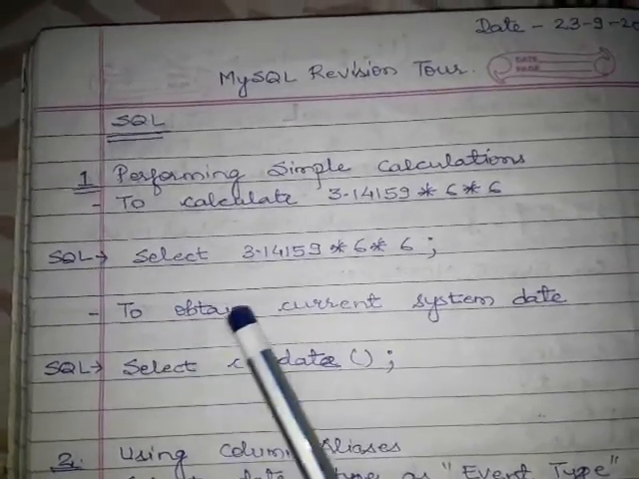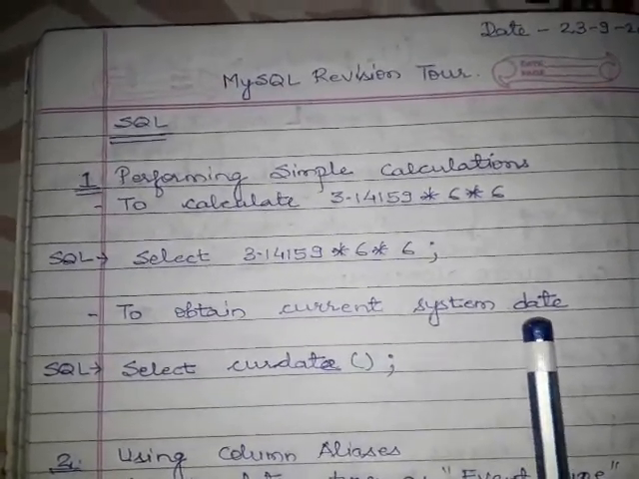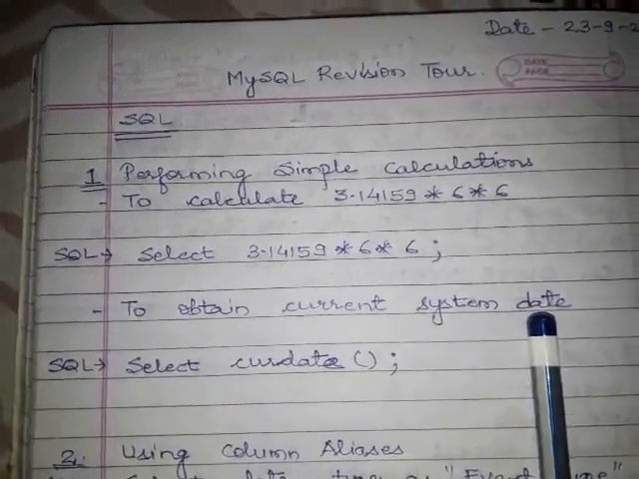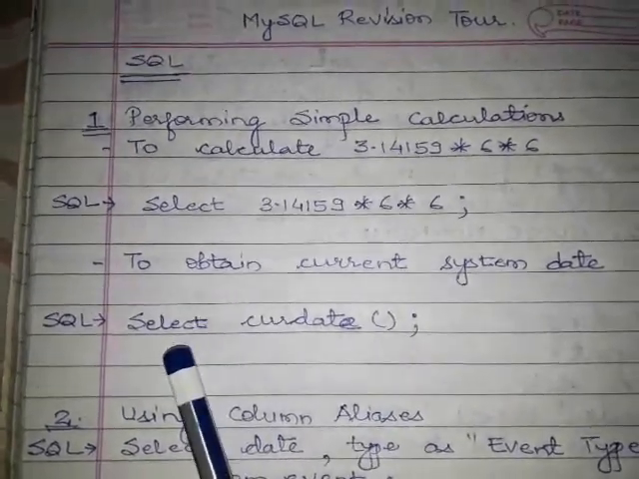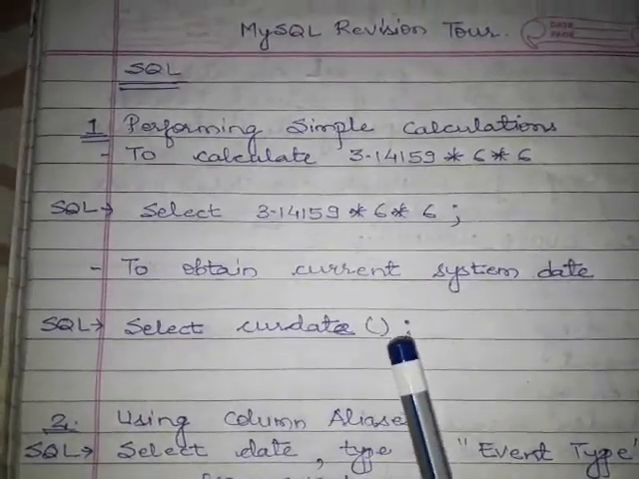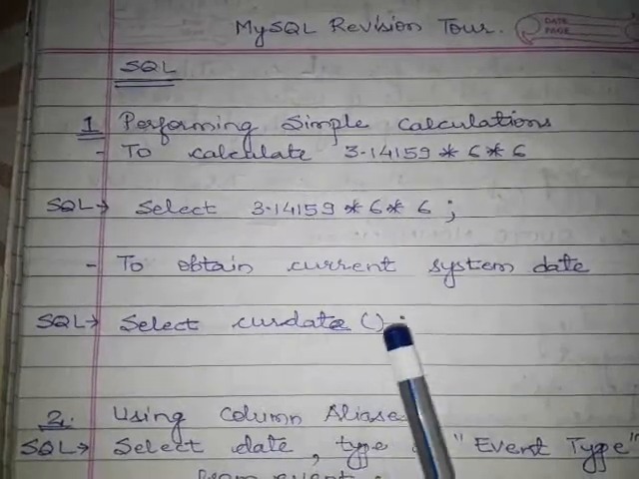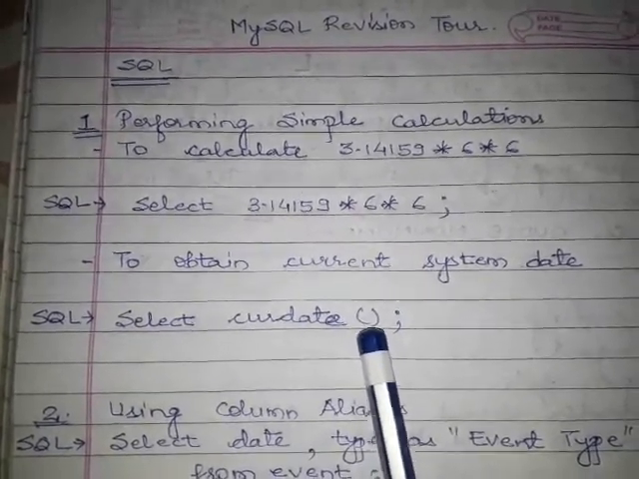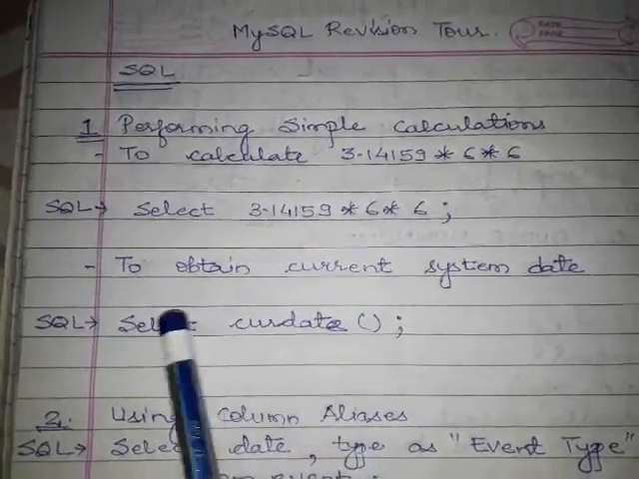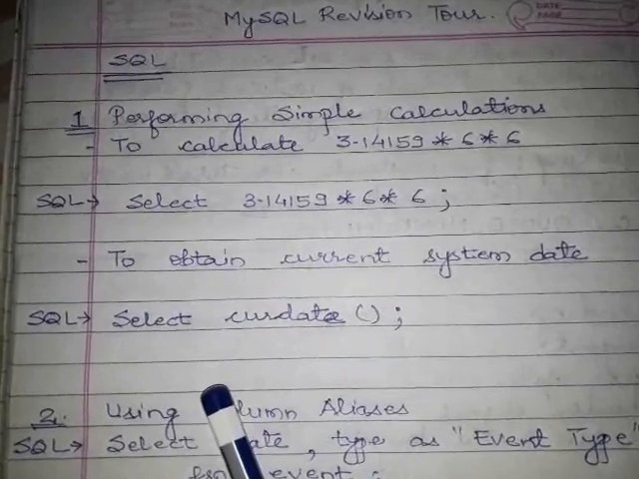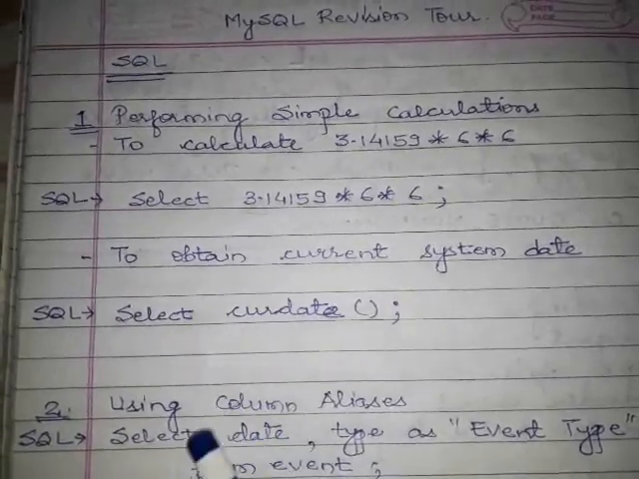Now if you want to obtain the current system date, meaning the date of your system, and display it, you have to write simply SELECT CURDATE(). CURDATE is a MySQL inbuilt function, so you have to write it in the form of a function, with brackets open and close, then a semicolon. It will display the current date of the system, whatever the date of your system is.